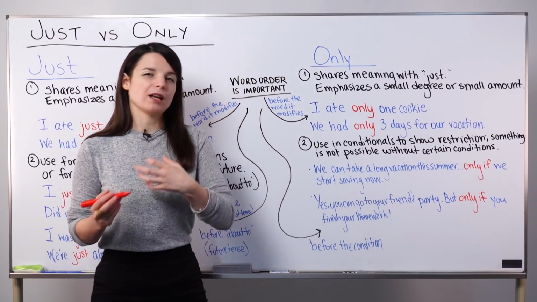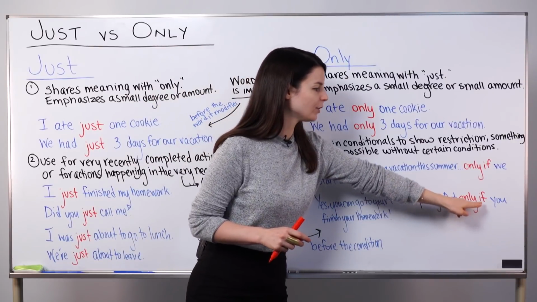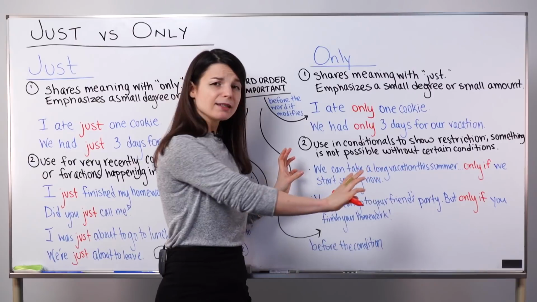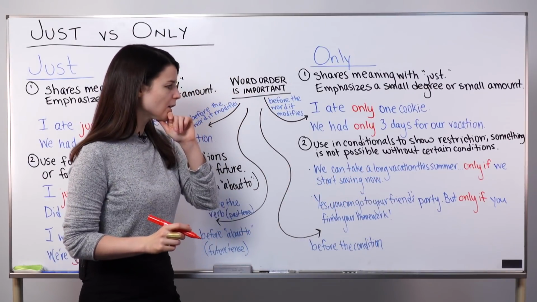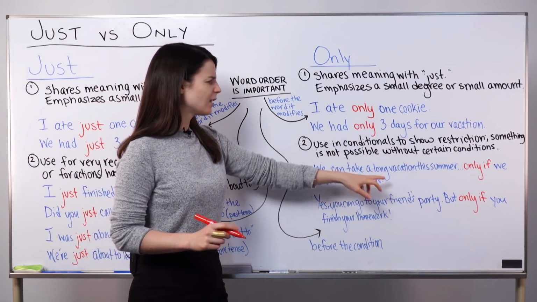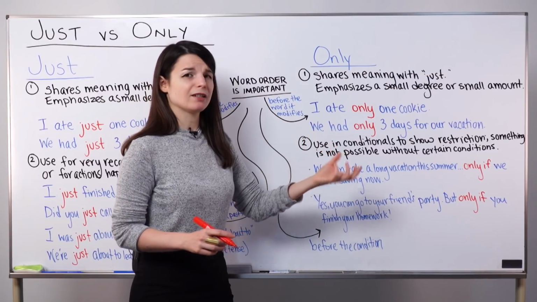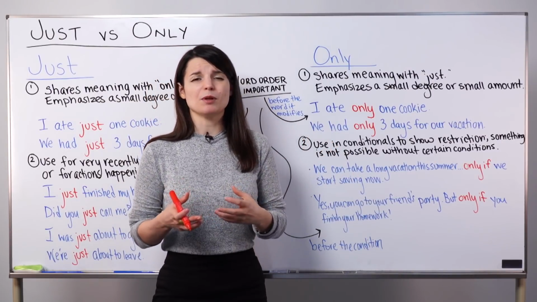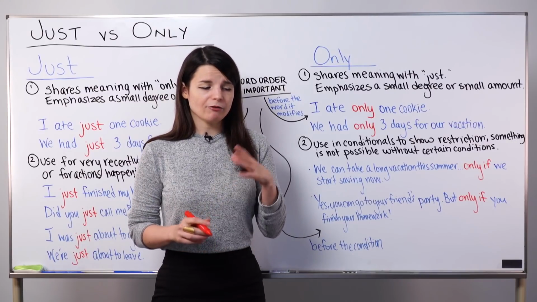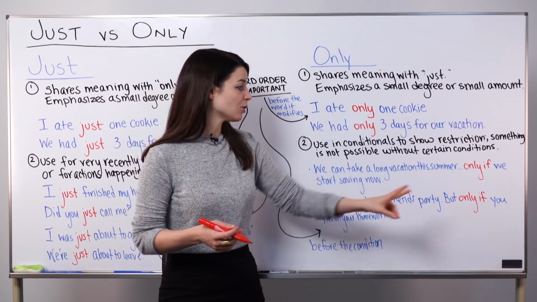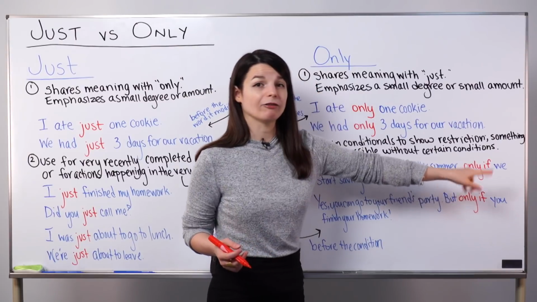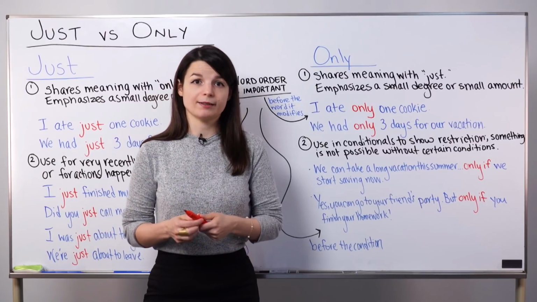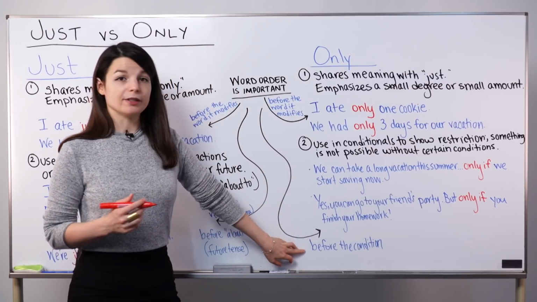You might hear some native speakers split the only and the if, so they have a lot of distance in the sentence. Sometimes I hear, for example, we can only take a long vacation this summer if we start saving now. So in most cases, that doesn't cause a communication problem, but for the sake of clarity, I would recommend you try to keep your only and if together, so that you can clearly see the conditions and the restrictions. So again, word order does matter here.